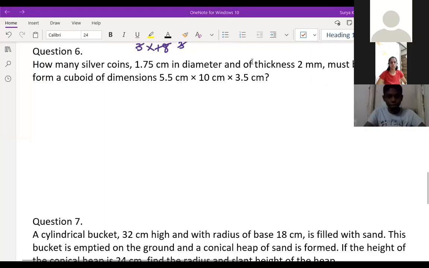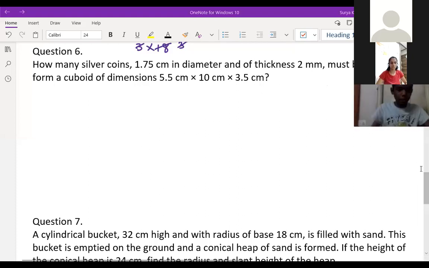Excuse me, sir. So you have stopped the screen sharing, sir. Stop the screen sharing, 1 minute. Yeah, now it's clear. Yes, sir. Now it's visible.